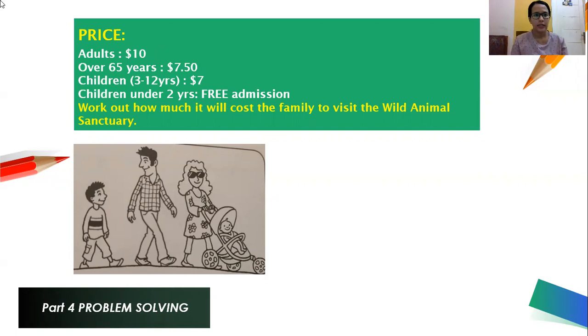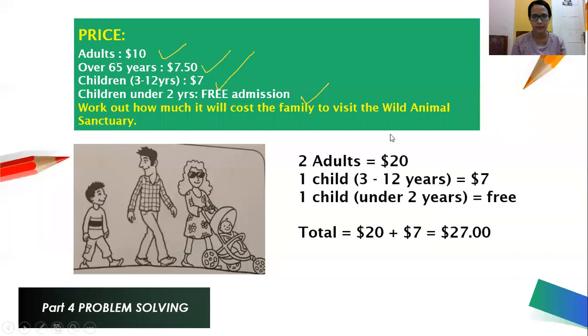Okay. Here adult $10, and then over 65 you need to pay 7.50, and then children 3 until 12 $7, and children under 2 years, like I said, it's free admission. Work out how much it will cost the family to visit the wild animal sanctuary. Okay, now let's count one by one. Now here, so two adults. Count it directly, 10 times 2, we got $20.